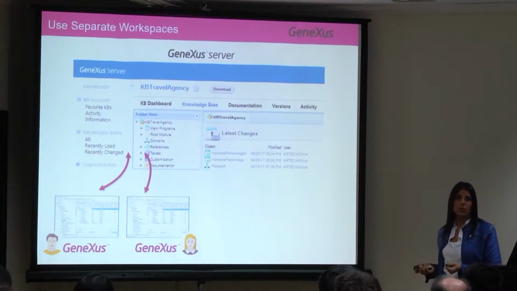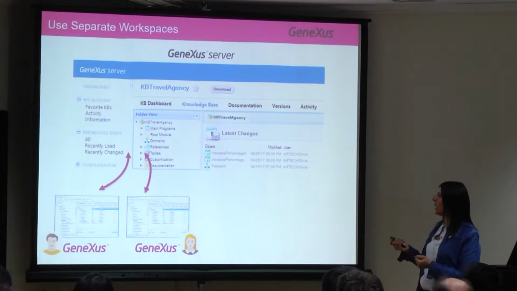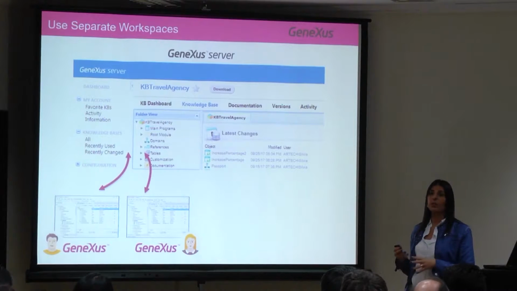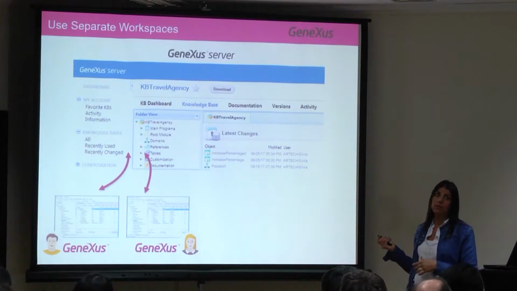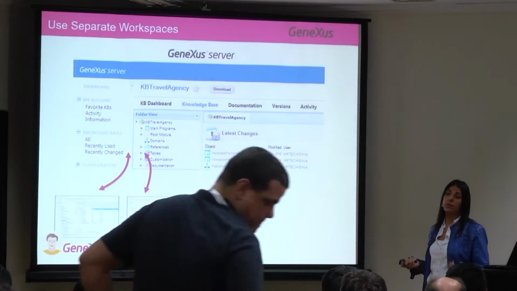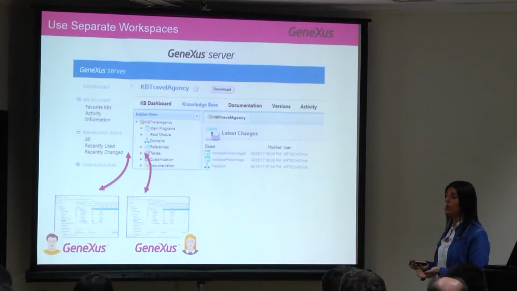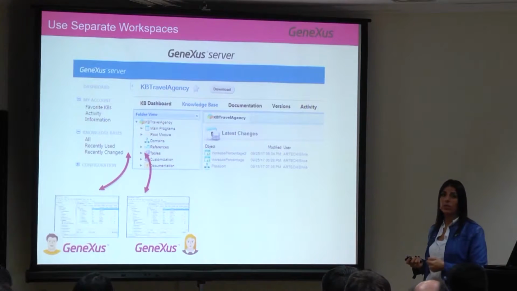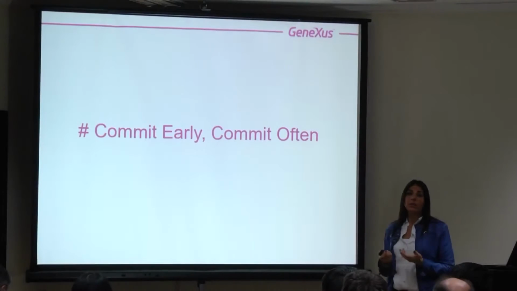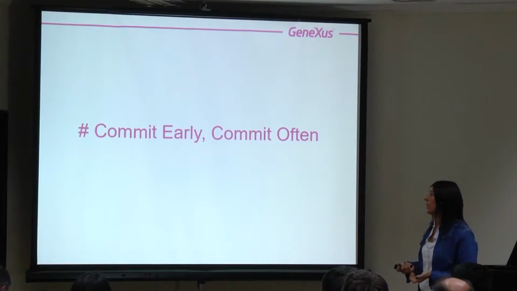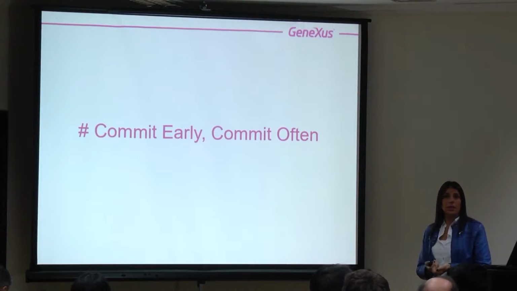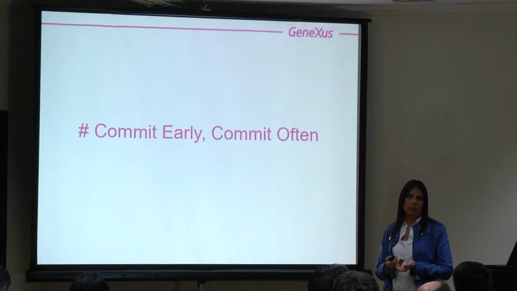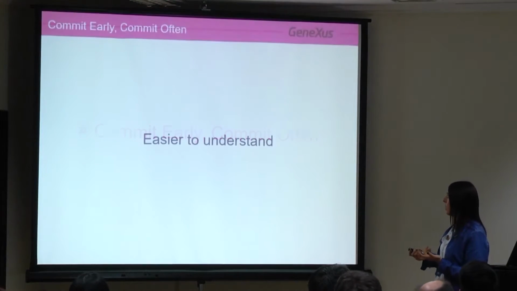So let's look at the work of the development team. They are connected to the knowledge base in GeneXus Server, and I will give you some examples. I will tell you an example about the travel agency KB, and the objects I will describe are based on that knowledge base. What is the first recommendation I would make? The commits you make have to be periodical, and the sooner the better. What do I mean?